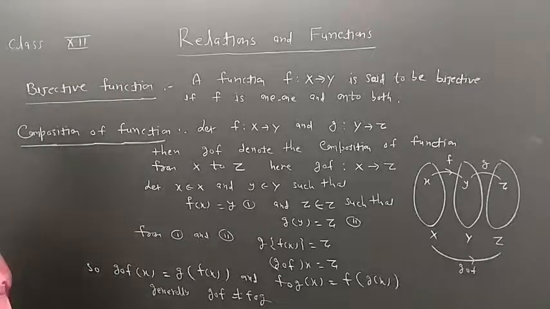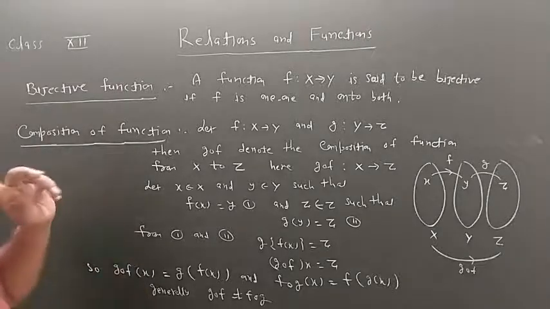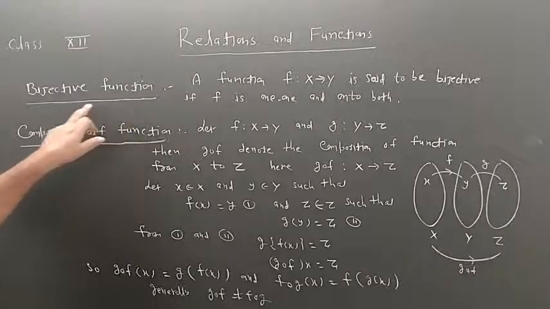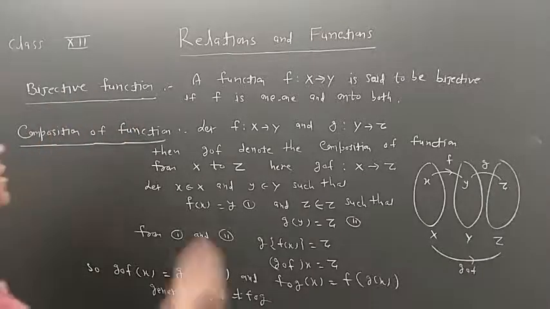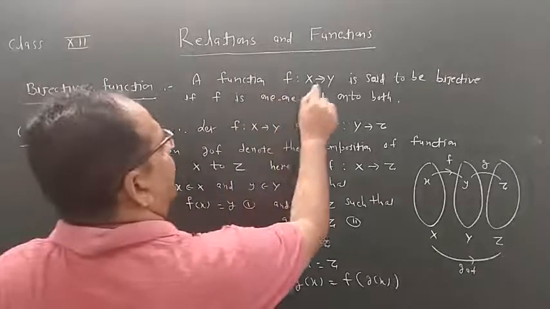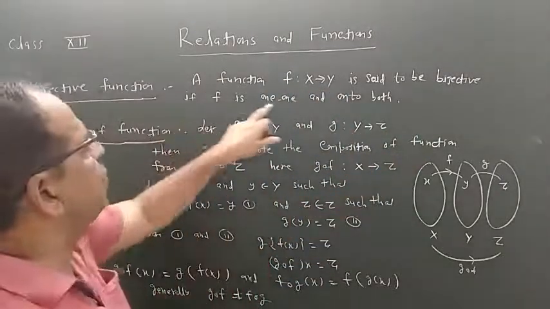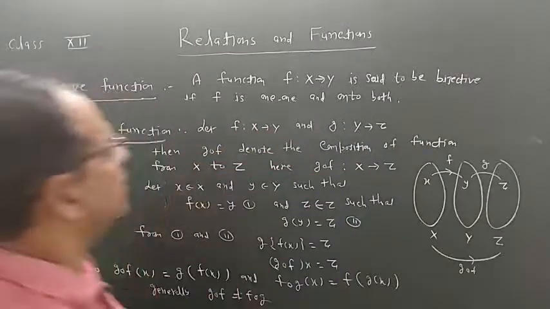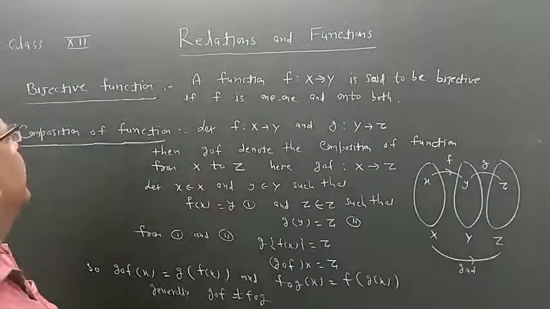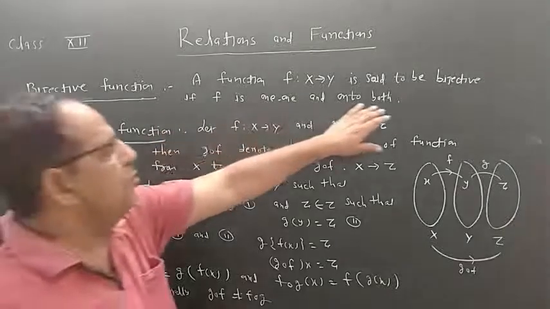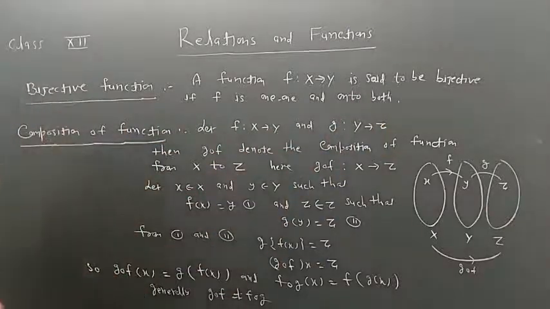Now, another definition related to function is bijective function. This is one of the forms of function. A function f from X to Y is said to be bijective if f is one-one and onto. That means the function is called bijective if it is injective and surjective both together.